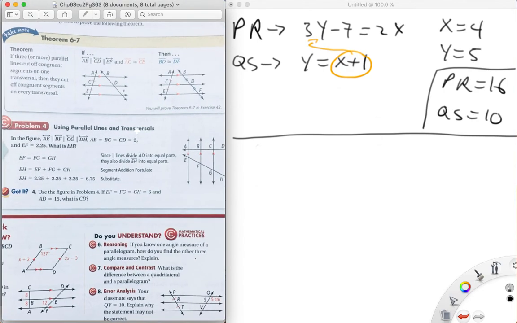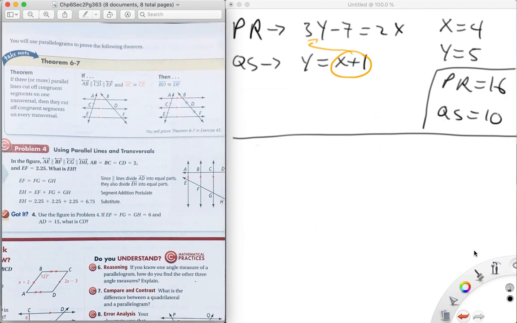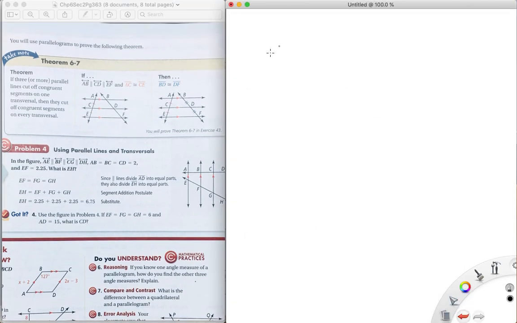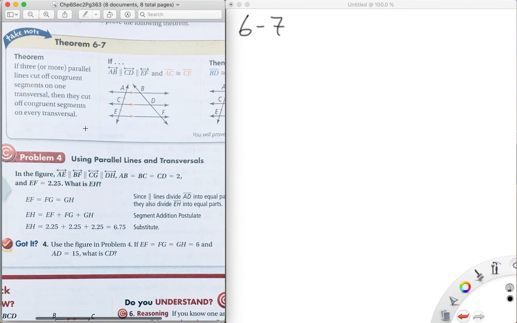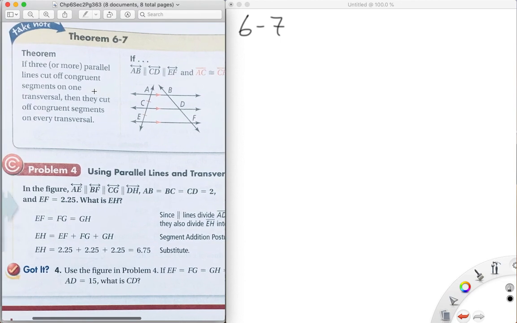Oh, last theorem. 6.7. And what 6.7 says is that if I have 3 or more parallel lines that cut off congruent segments of one transversal, then they cut off congruent segments of every transversal. Alright, what does that mean? I'm going to have you write that down. I'm not going to write that down because that's a lot of words.